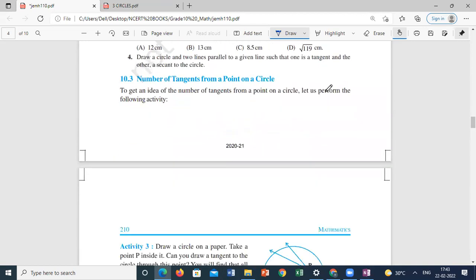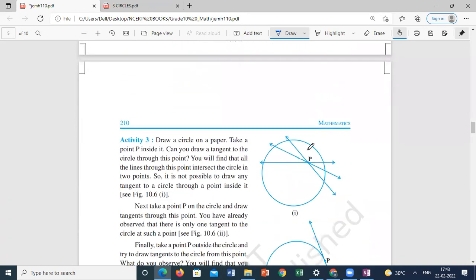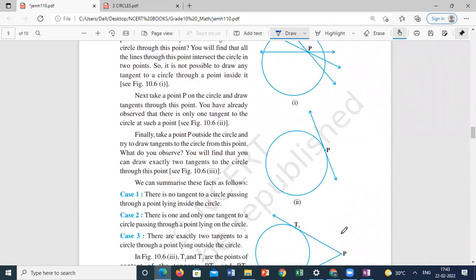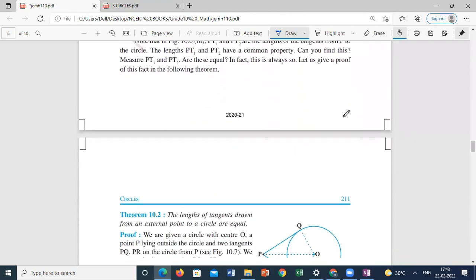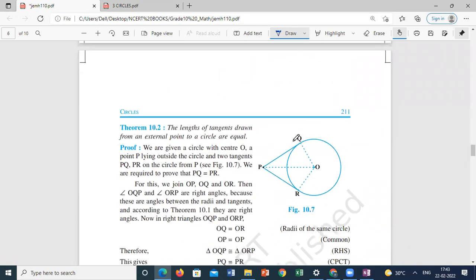Number of tangents from a point to a circle, that also we discussed. From inside, no tangents; outside, two tangents; on the circle, only one tangent. Length of the tangents drawn from an outside point are always equal. Length of the tangent means the distance between the point and the contact point. So in this case, PQ is the length of one tangent, PR is the length of the tangent drawn from P. OQ is the radius.